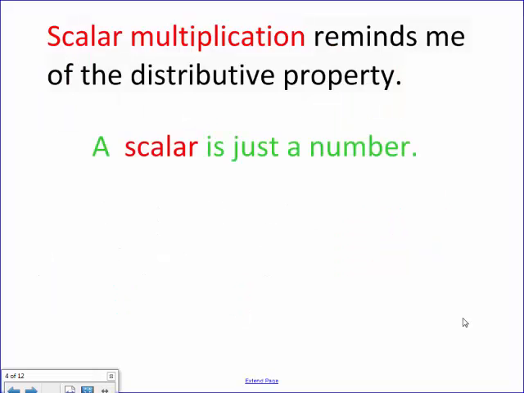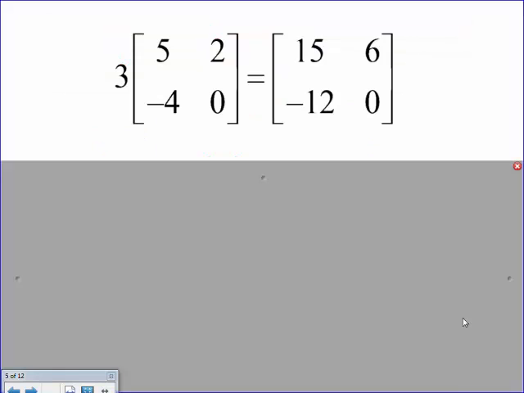Scalar multiplication, it's basically just taking a matrix and having a number out front. And it reminds me of the distributive property. So a scalar is just one number that's going to get multiplied, like distributed basically, to the whole matrix. So for example, something like this. This 3 is out front. That's its scalar. And what it means is I'm going to take everything times 3.